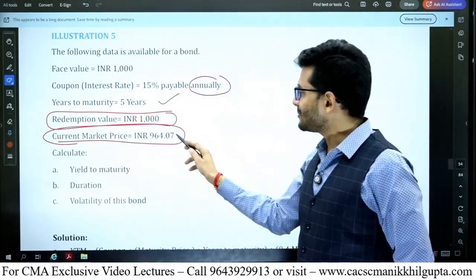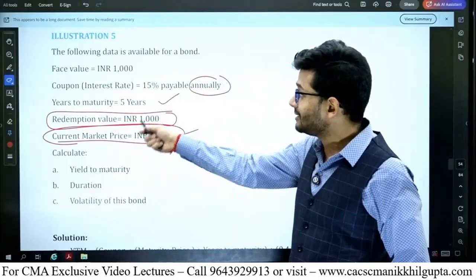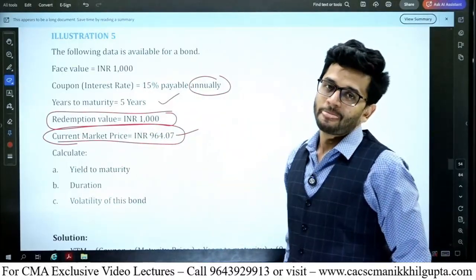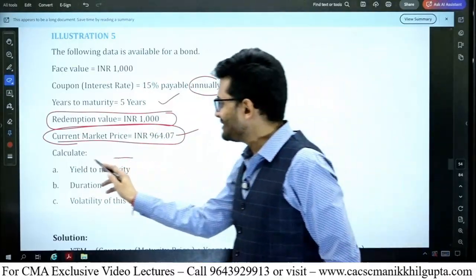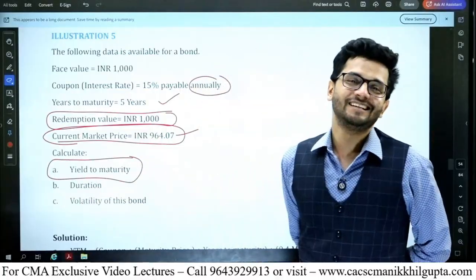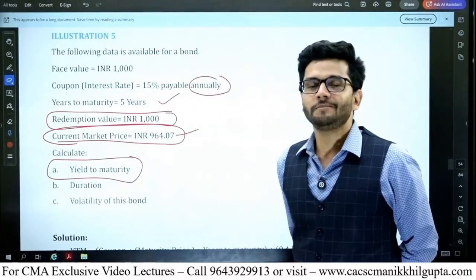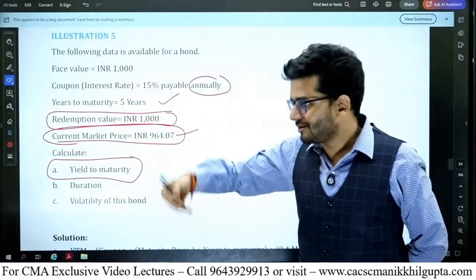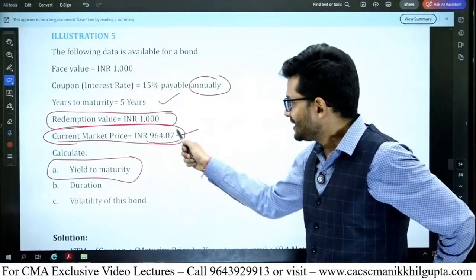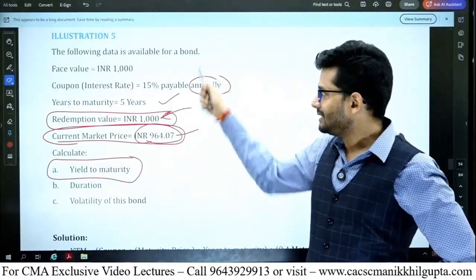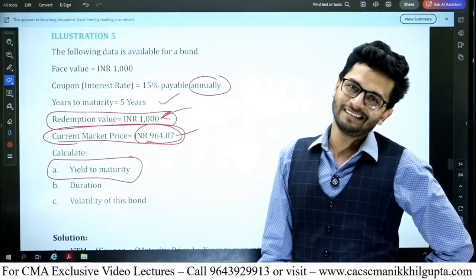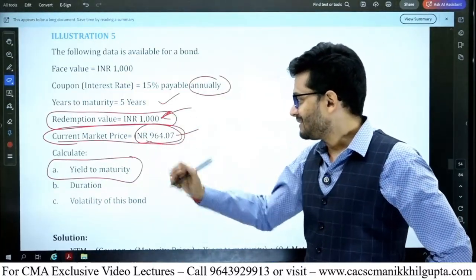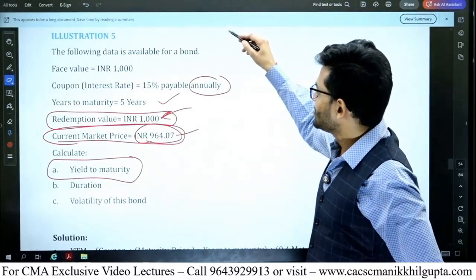In the last question, we had to calculate the current market price. But in this question, the current market price is already given to you. So what is the ask? The ask is that you have to calculate the yield to maturity. So till maturity, what will be your expected rate of return if this is the current market price, this is the redemption value, and these are the details of interest. That is the concept that is asked from you. Okay, so we'll do that.